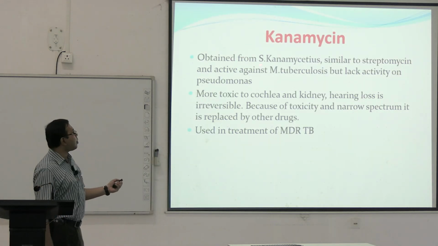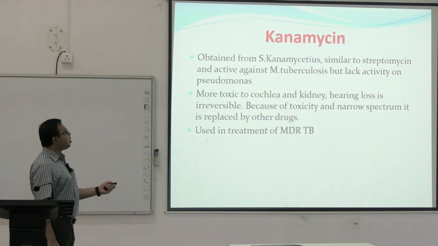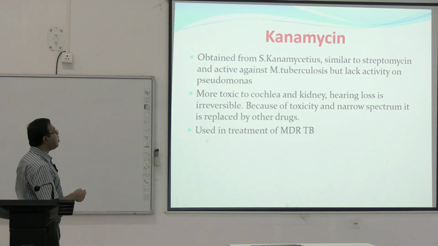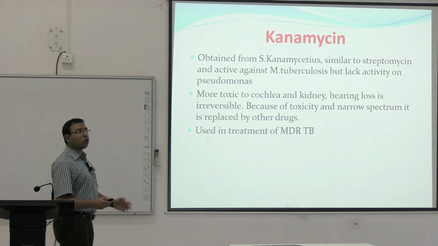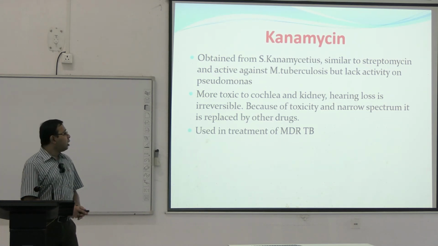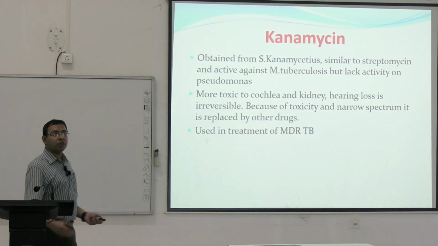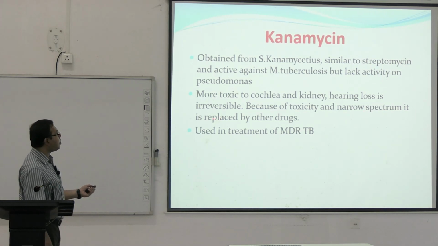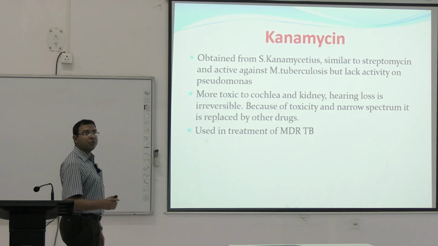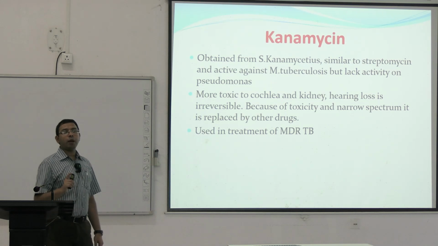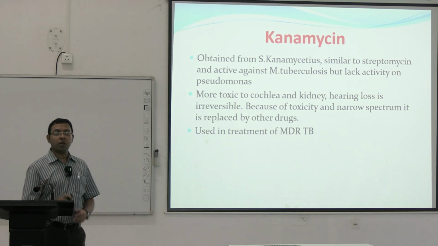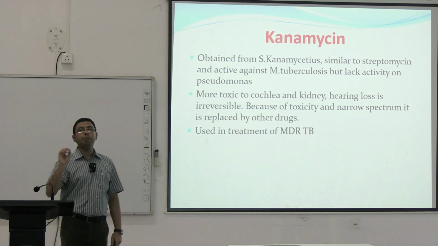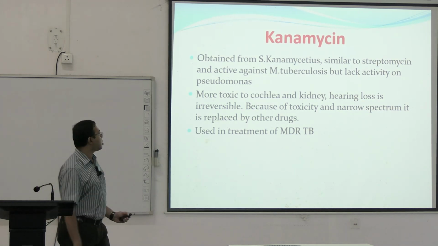Kanamycin is obtained from Streptomyces kanamyceticus, similar to streptomycin and active against Mycobacterium tuberculosis, but lacks activity on Pseudomonas. It is very toxic to the cochlea and kidney. Hearing loss is irreversible, so once it happens, it cannot be reversed. Because of the toxicity and narrow spectrum, it is replaced by other drugs. But it is very much a part and parcel of the treatment of multi-drug resistant tuberculosis. So kanamycin is very commonly used as a regimen in MDR-TB, multi-drug resistant tuberculosis.